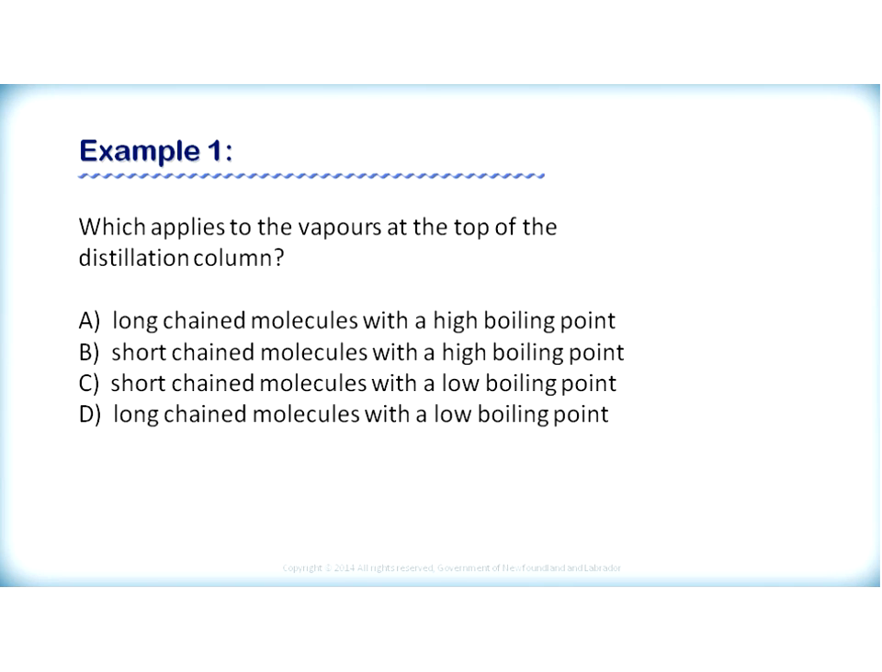Let's look at some examples from past papers. First question reads, which applies to the vapors at the top of the distillation column? The vapors located towards the top part of the distillation column will be at lower temperatures. So we see that these hydrocarbons would have short chain molecules with low boiling points. So our answer to example number 1 would be C.